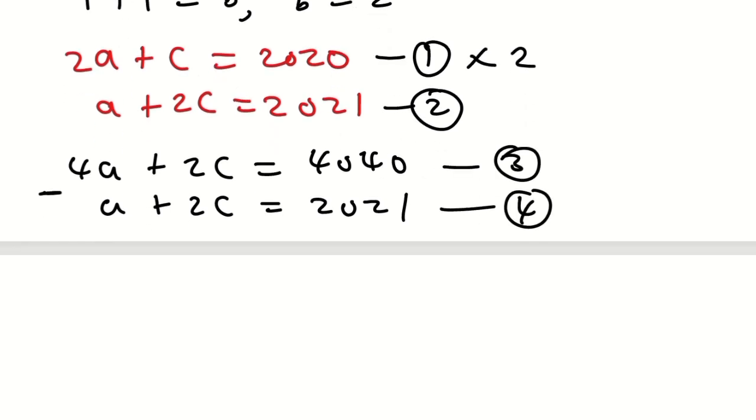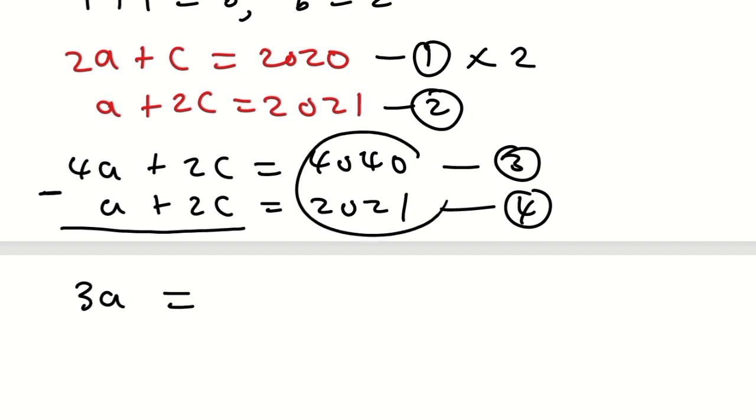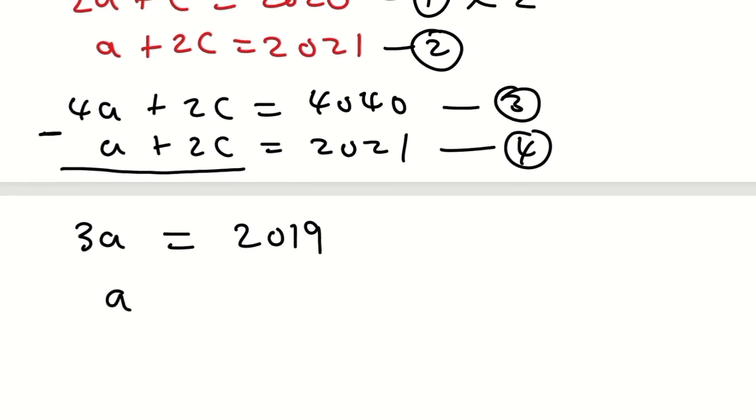So we subtract now. What is 4a minus a? That will be 3a. And 2c minus 2c is 0. So this is equal to what is 4040 minus 2021? That will be 2019. Okay, you can work that out. So we divide both sides by 3, and a will be equal to, what is 2019 divided by 3? Let me use my calculator. 2019 divided by 3, that is 673. So we have the value of a now.